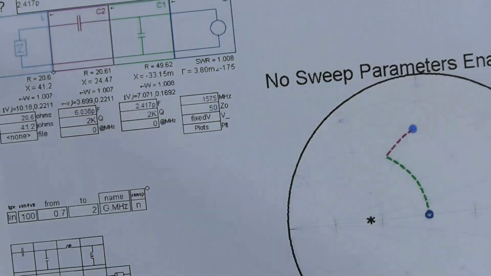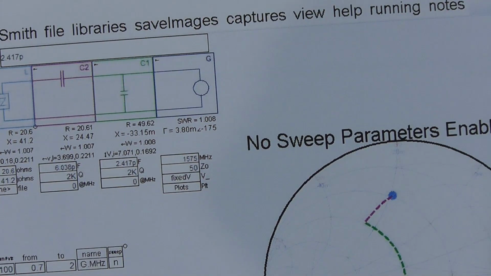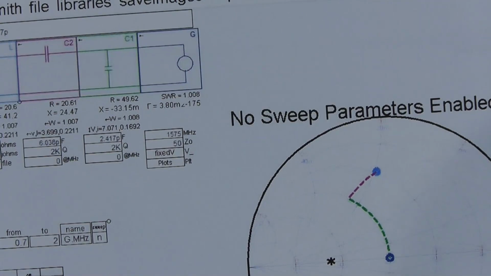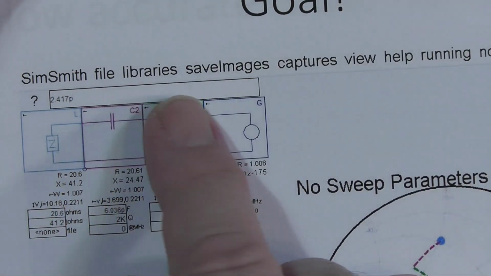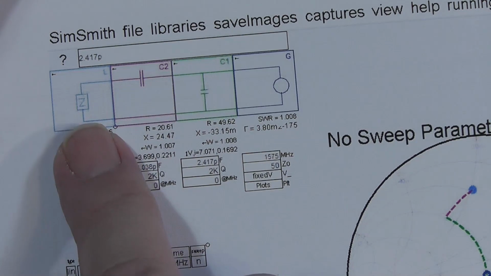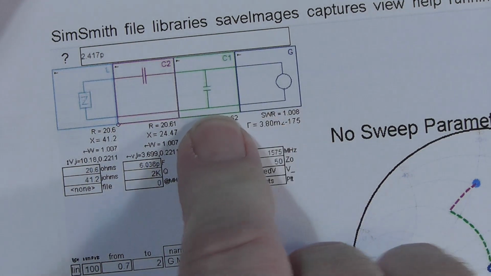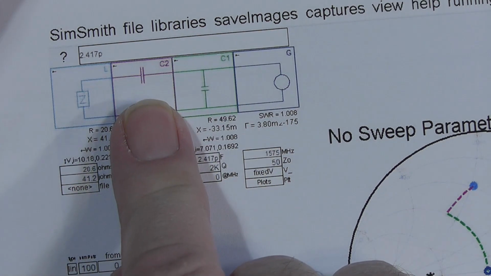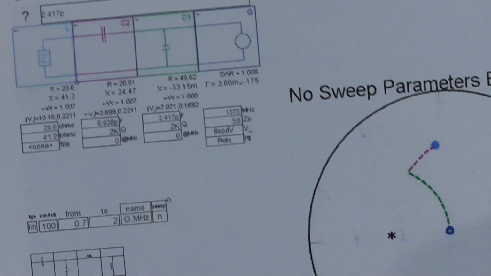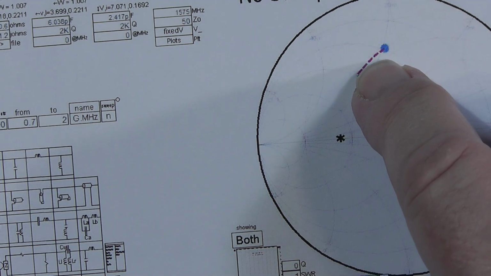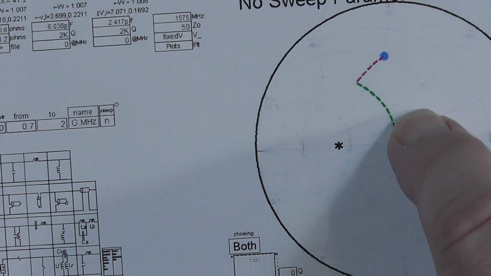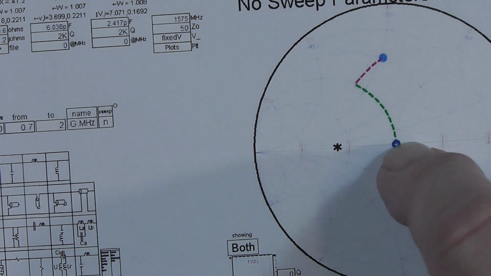Okay, so we need a better network. So to hit the goal, he could do two of them like this. Okay, the goal is SimSmith file libraries and so on and so forth. We've got our generator, our capacitance, and capacitance over here, and our load. Okay, so that way he gets just enough capacitance in the first one to get to here, and then does enough in shunt to get over to here in the center. Now, the center in the Smith chart is a match. Okay, so he was very happy with that.